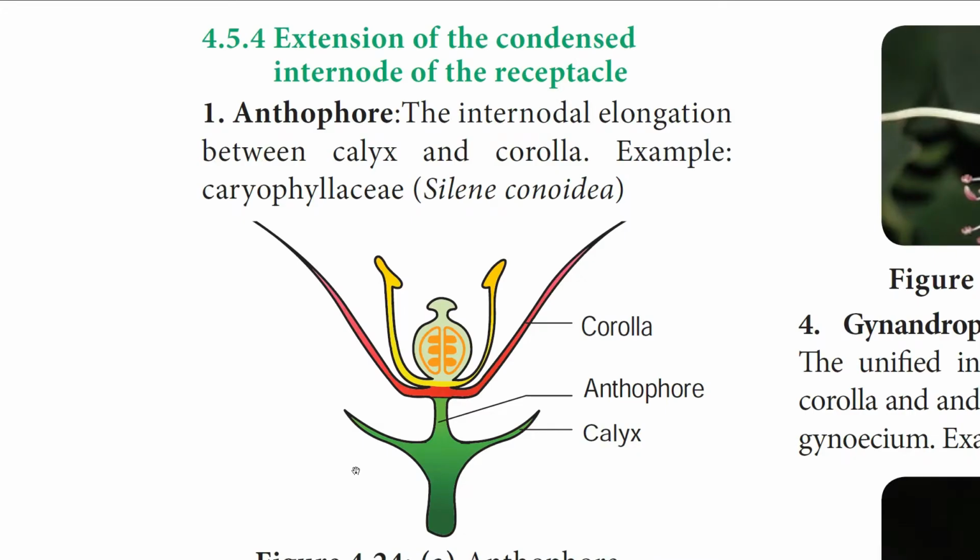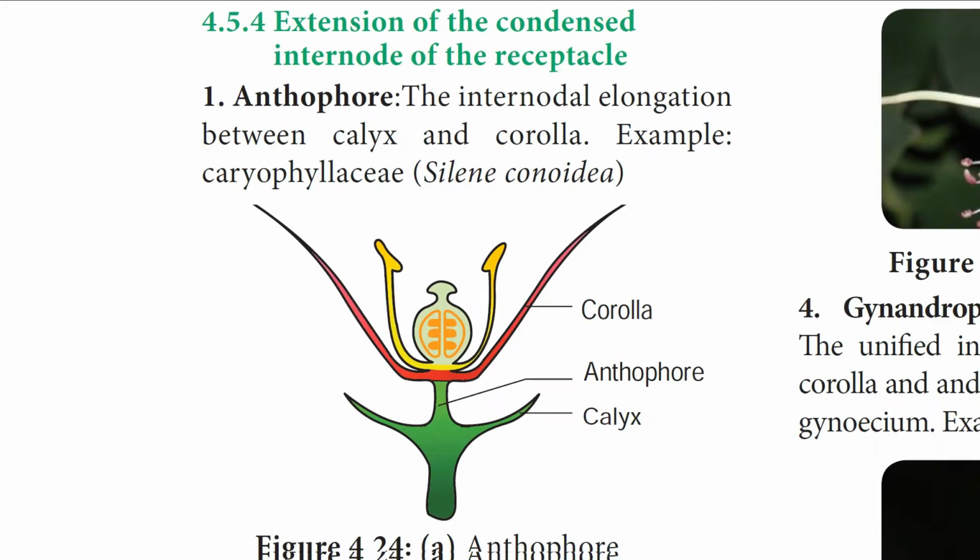The condensed shoot for the purpose of reproduction is called flower, and the flower has a lot of extension in the condensed internodes of the receptacle. And what are these extensions called as? First one is called Anthophore, when the internodal elongation is seen between the calyx and the corolla. So this is the corolla and this is the calyx. When there is an extension in the internode of this, we call it as Anthophore.